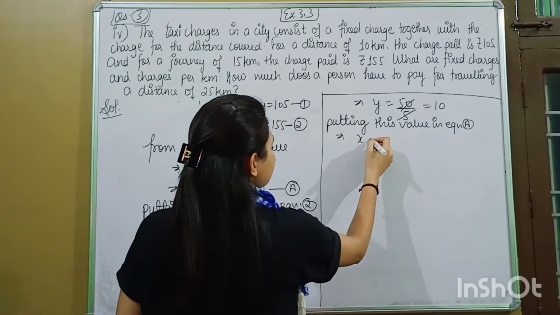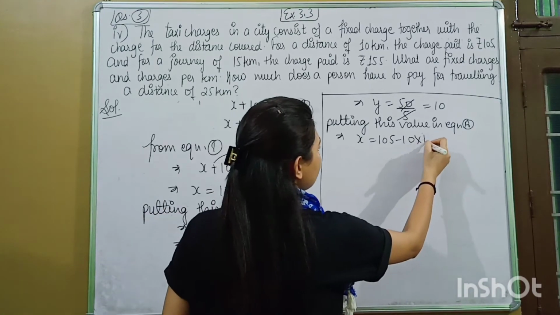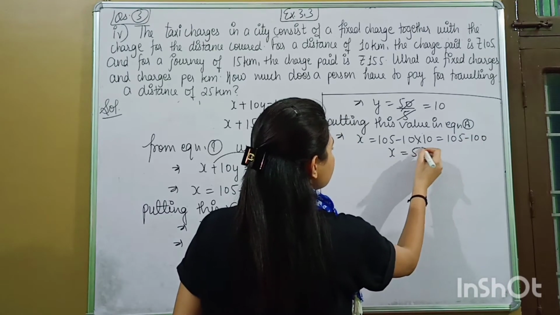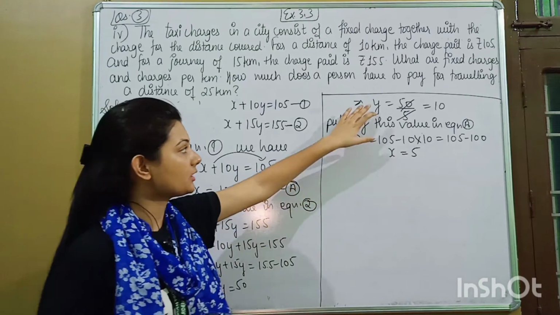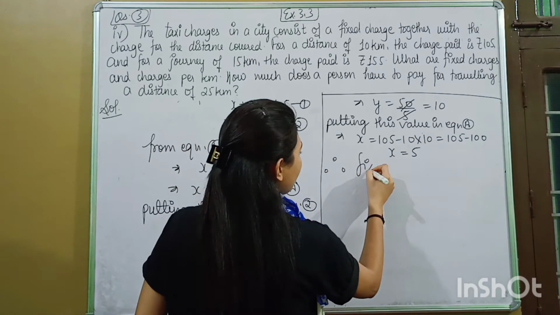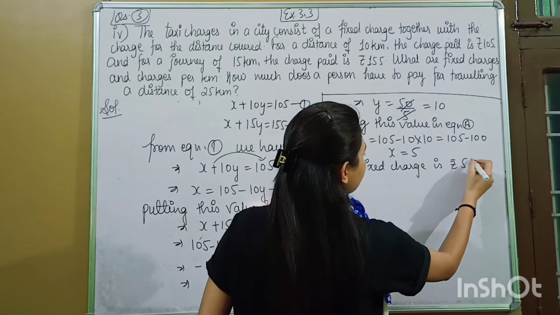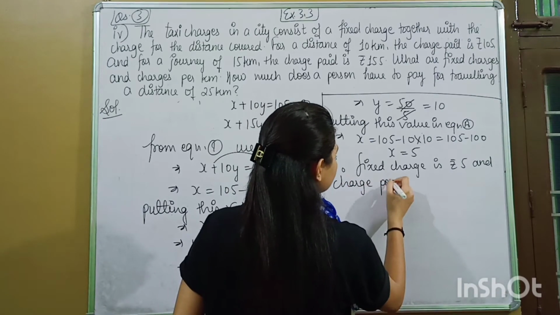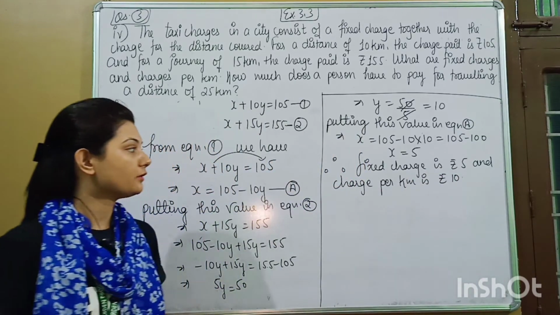So what we get, x is equal to 105 minus 10 into y, that is 10 into 10. So 105 minus 100, so the value of x is 5. It means the fixed charge is rupees 5 and the charge per kilometer is rupees 10. Therefore, fixed charge is rupees 5 and charge per kilometer is rupees 10. So we have got the answer of the first part.